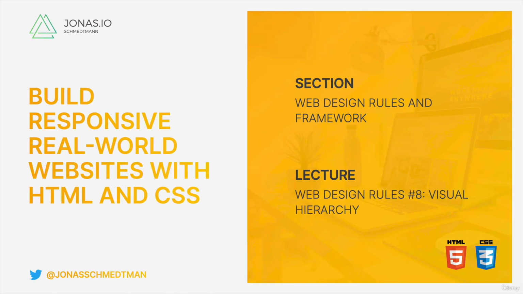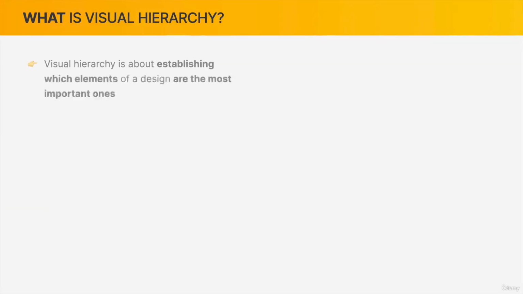In this lecture, we bring together many of the things that we have learned so far in this section in order to create something that we call visual hierarchy. So, let's see what visual hierarchy is all about. Essentially, visual hierarchy is all about establishing which elements of a certain design are the most important ones. So that's exactly what hierarchy means, right?